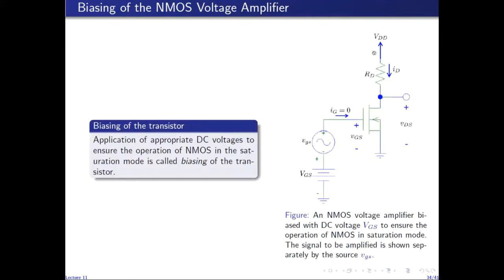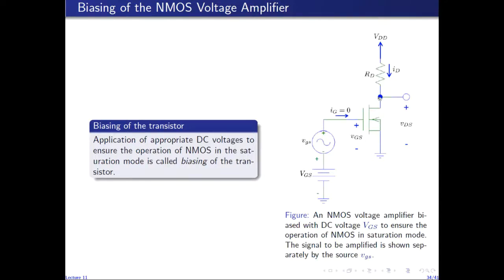So this is the same common source amplifier, but in this case, we have decomposed the gate to source voltage into two components. Small VGS is the component of the gate to source voltage, which is to be amplified by the transistor. So this is the signal to be amplified. Whereas this capital VGS is the DC biasing voltage. The sole purpose of this capital VGS is to bias the NMOS transistor such that it operates in the saturation mode.